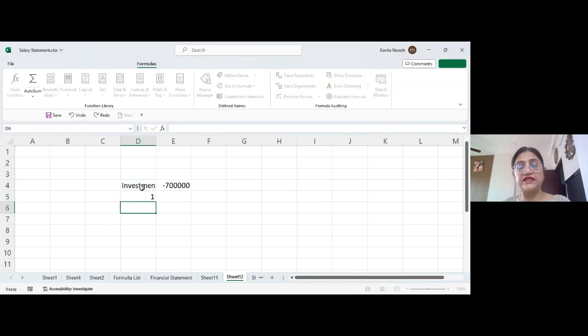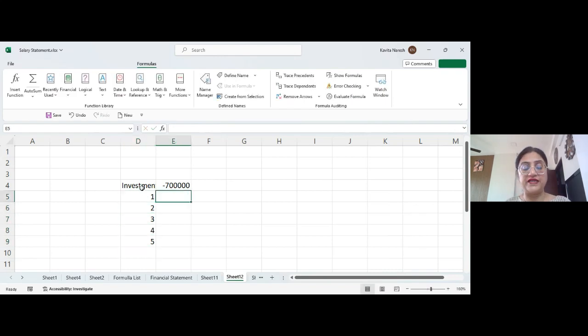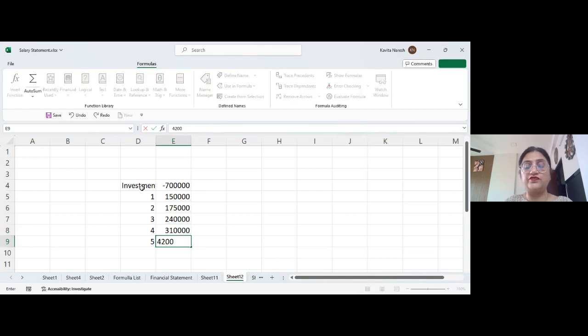And then first year, second year, third year, fourth year, fifth year. I am taking 5 years of returns here. First year I'll get 1,50,000, then 1,75,000, 2,40,000, 3,10,000. And at the end I'll get 4,20,000.